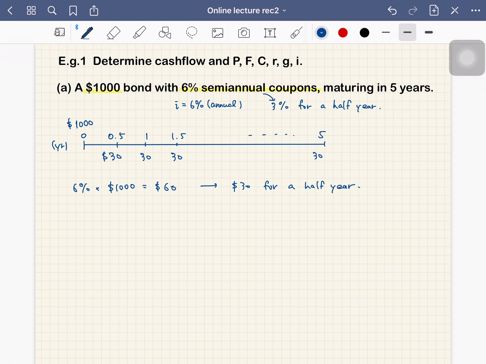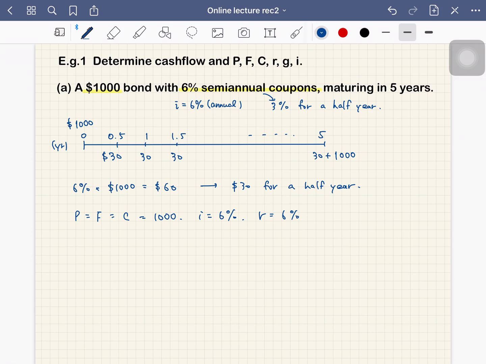So $30 coupon at t equal to 0.5, and 30 at 1, 30 at 1.5, up to 30 at 5. And since we don't have any remarks on the redemption value, we have to assume that the redemption value is also 1,000. So this is the cash flow, and P is equal to F is equal to C is equal to 1,000.